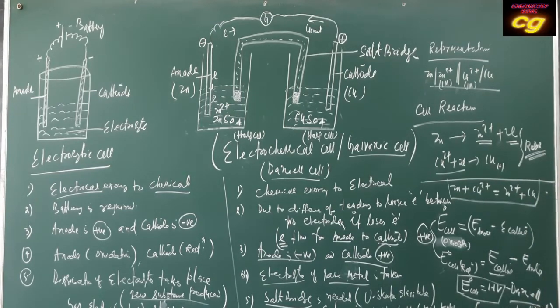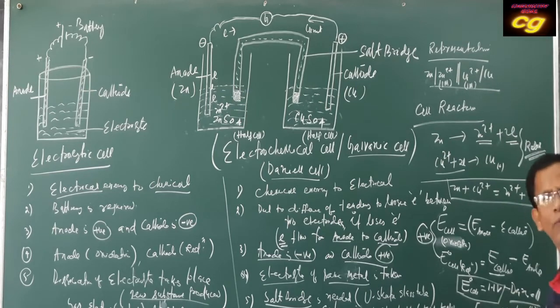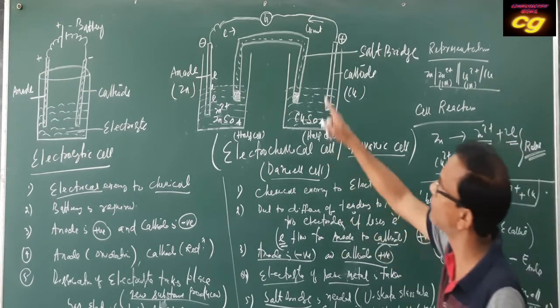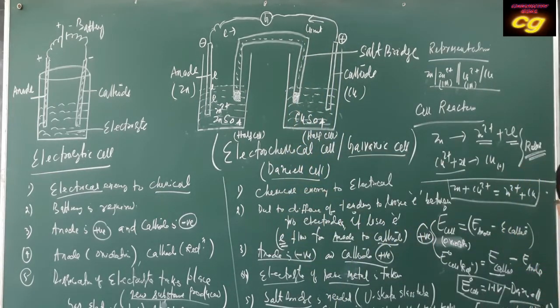No current will flow when the potential difference is 1.1 volt. When E external is less than 1.1 volt, and you connect some voltage from outside, what happens? Electrons flow from anode to copper. Normally the cell will work. So if the external voltage is less than 1.1 volt, it will continue as an electrochemical cell.